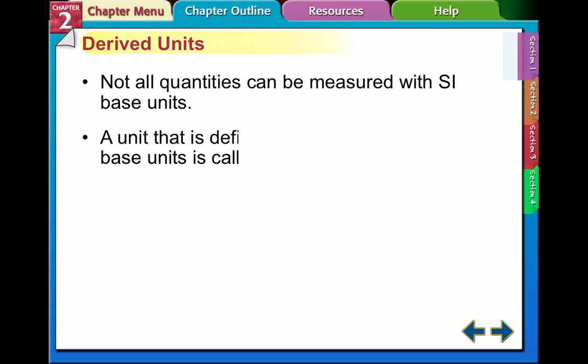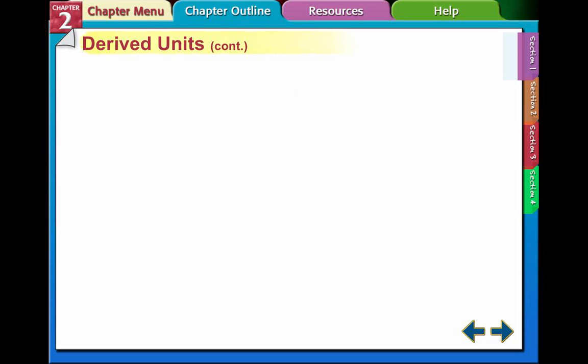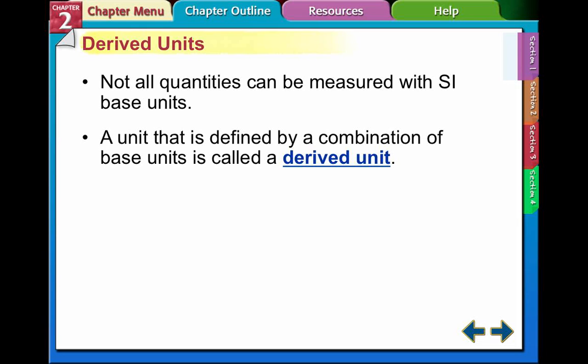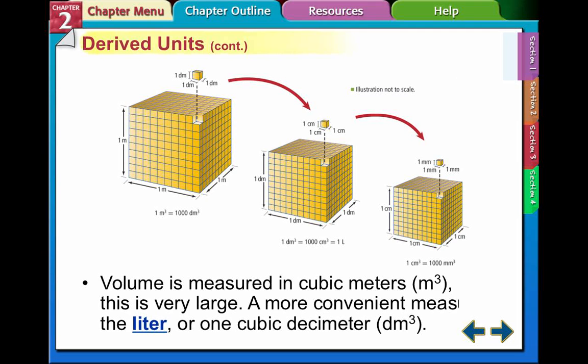Okay, a derived unit. Whoops, let me go back. Not all quantities can be measured with SI base units. Sometimes we have to combine some base units together to get a unit that we need. A unit that is defined by a combination of base units is called a derived unit. And the easiest one, or the one that comes to my mind first, is volume. When you take the volume of something, you take the length times the width times the height. Okay, so you have 3 units together.